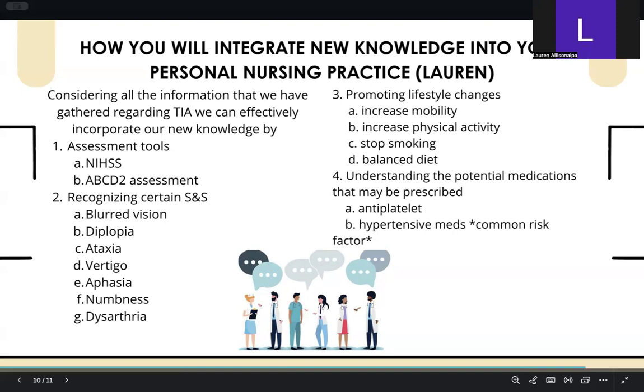We can also promote lifestyle changes like increasing mobility, physical activity, stopping smoking, including a more balanced diet, and then we can also understand potential medications that may be prescribed, like antiplatelets, like that was mentioned earlier, and some hypertensive meds.